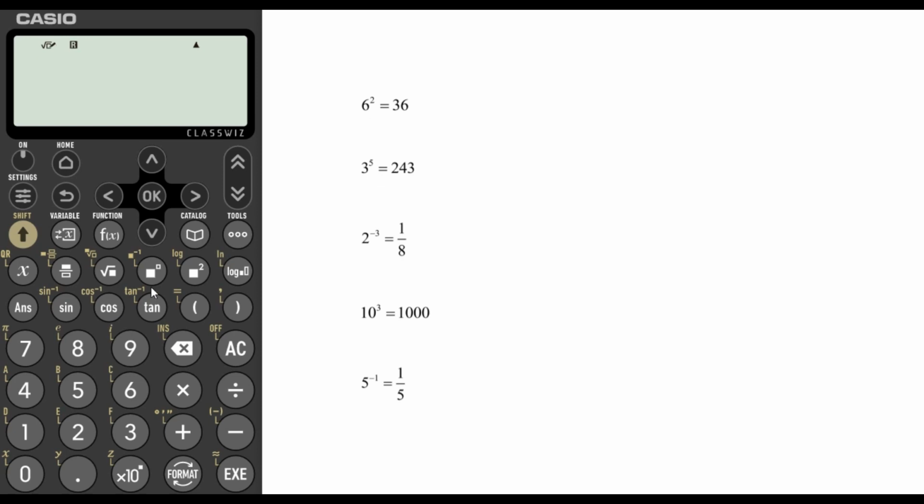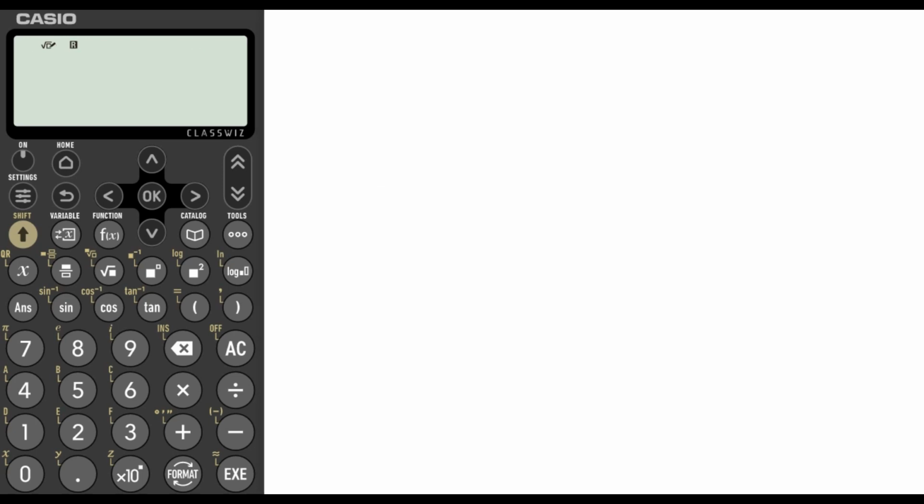The reason we have dedicated squared and reciprocal functions on our calculator is because they will prove to be useful in other modes, such as vectors and matrix functions.